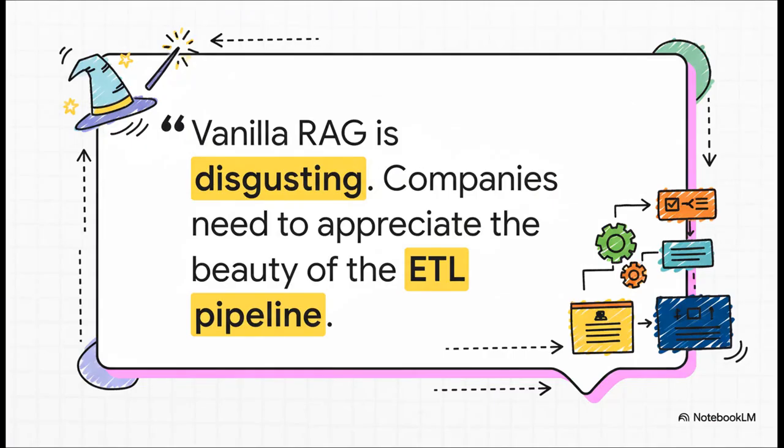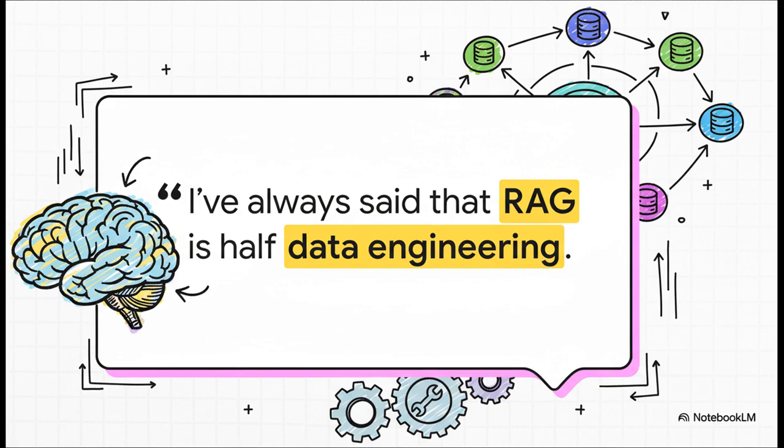This developer put it, well, a little harshly, but they're not wrong. Vanilla RAG is disgusting. What they mean is that you can't just be lazy and throw messy data at the problem. You have to embrace the discipline of data management, the ETL pipeline that good data engineers have been practicing for years. And that leads to this core truth.